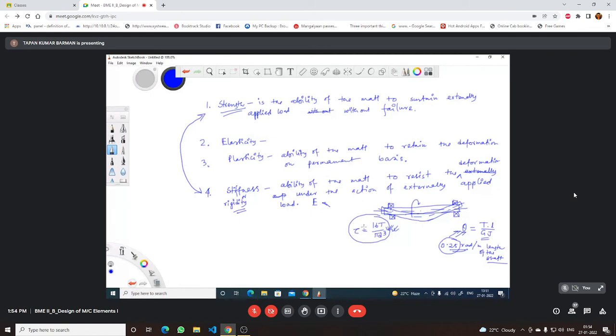In this equation, you have to find the material property, say yield point shear strength. And from there, you have to find this tau value, and from there, you may calculate it. So this is based on strength.